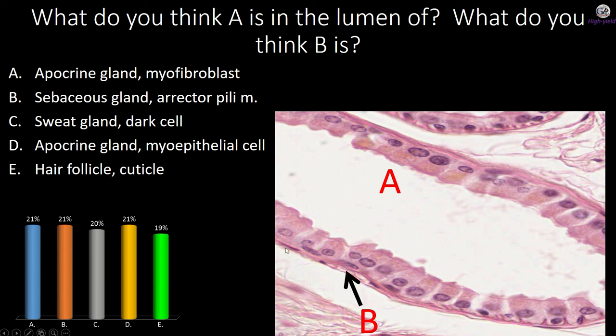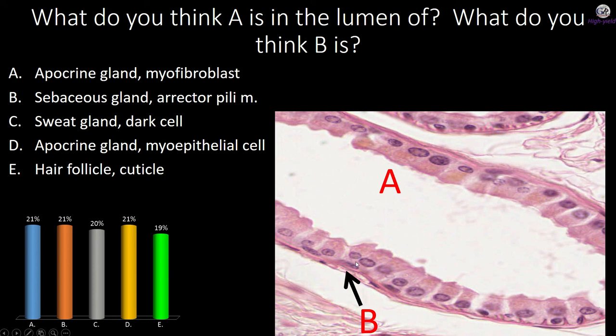Then for B, these are very stretched out long cells. I see a nucleus around here every once in a while, in the wall of this gland. That's really interesting. Well, this is actually a myoepithelial cell. So I glossed over myoepithelial cells when I talked about them being a part of a gland.